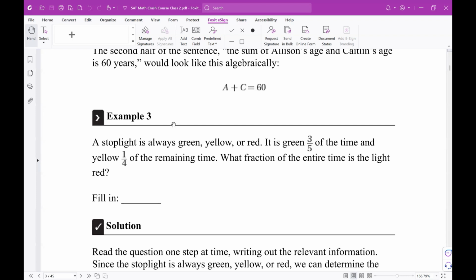A stoplight is always green, yellow, or red. It is green 3/5 of the time and yellow 1/4 of the remaining time. What fraction of the entire time is the light red?